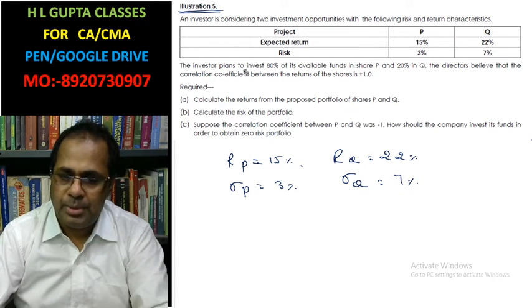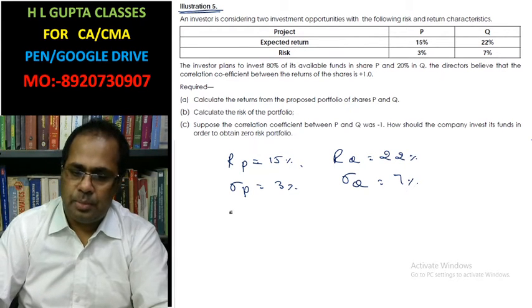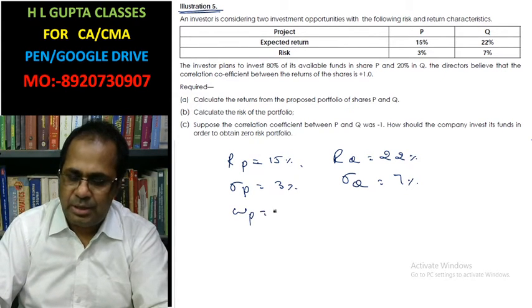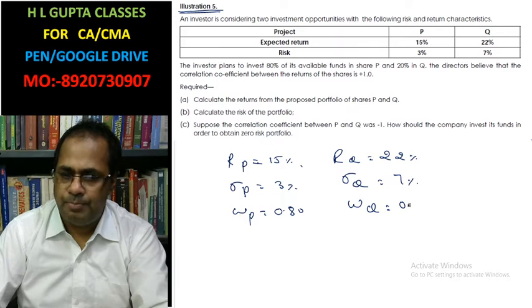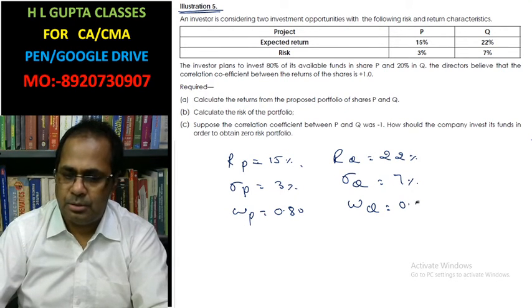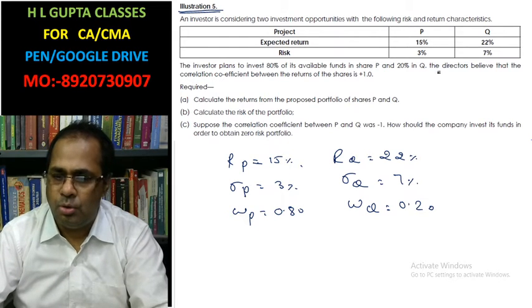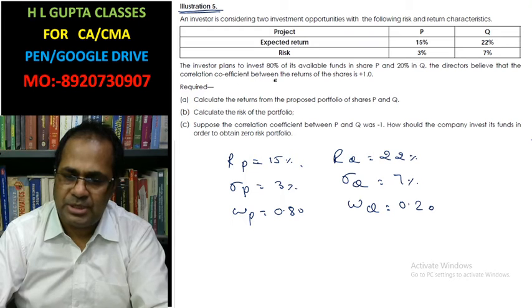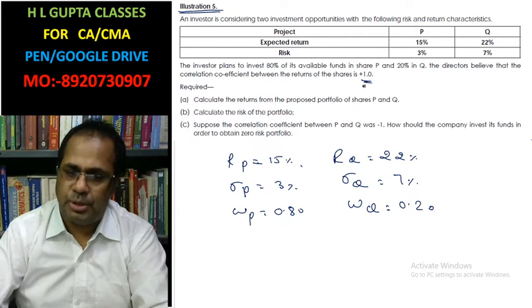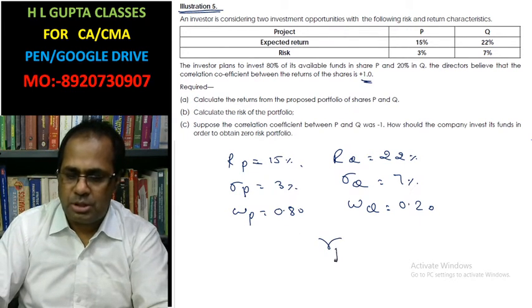Now, the investor has planned to invest 80% of the available funds in P, that is weight P is 0.80. Of course, weight Q equals 0.20. Now, the director believes that the correlation coefficient between these two returns is +1. That is, the coefficient of correlation PQ equals +1.